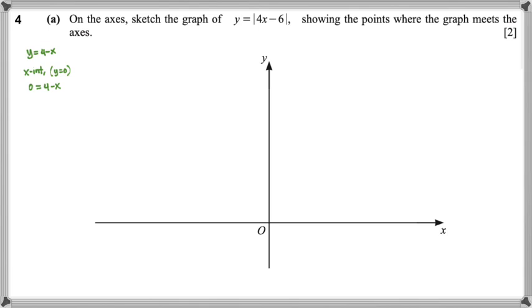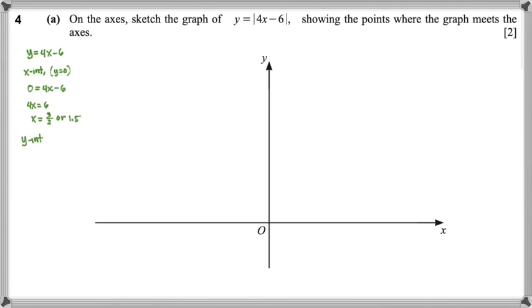Wait, why 4 minus x? 4x minus 6, my apologies. So the question is 4x minus 6. I didn't see that, so let me copy the correct question. So 4x minus 6. In this case, 0 is equal to 4x minus 6. Okay, so we get 4x is equal to 6. x is equal to 3 over 2. 6 over 4 is 3 over 2, or 1.5.